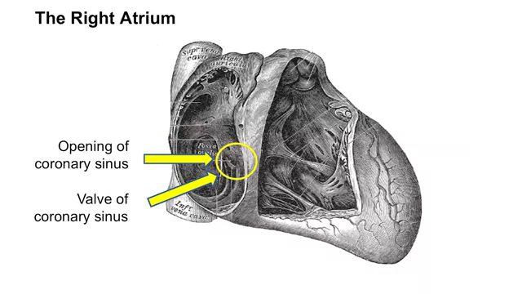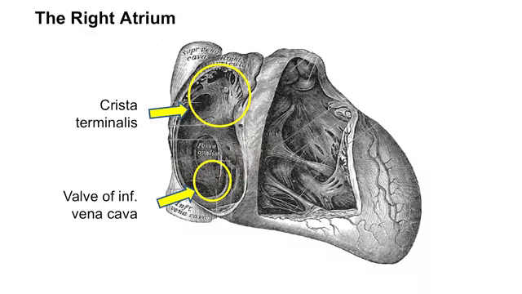The coronary sinus collects the venous blood from the heart, so it's deoxygenated, and it's basically the blood that the heart used for its own consumption. The pectinate muscles cover the inner wall of the right atrium.